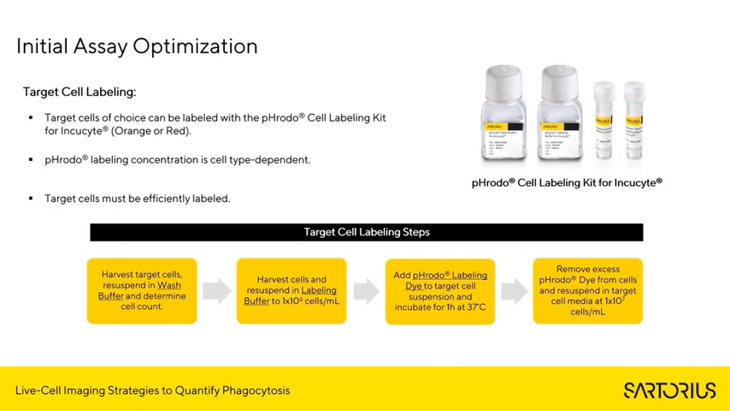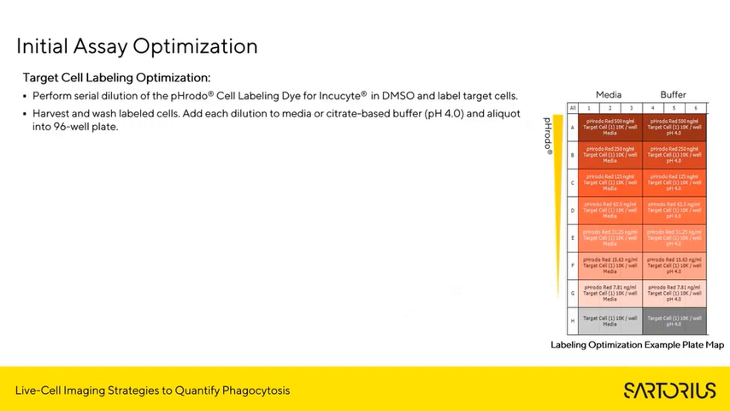So the Frodo labeling concentration is cell type dependent, and it is very important that the target cells are efficiently labeled with Frodo in order to detect phagocytic events, and we have an optimization protocol for this. So here I'll briefly take you through the target cell labeling optimization experiment. For this, we recommend performing a serial dilution of the Frodo cell labeling dye for Incucyte in DMSO and labeling the target cells at each concentration. An example plate map for cultured cell lines for this is shown here on the right.